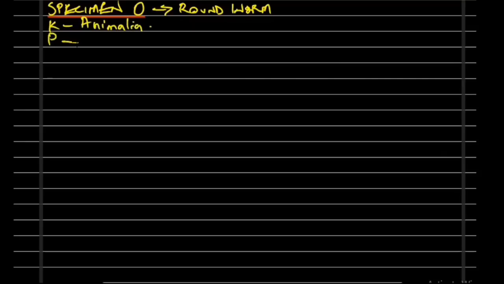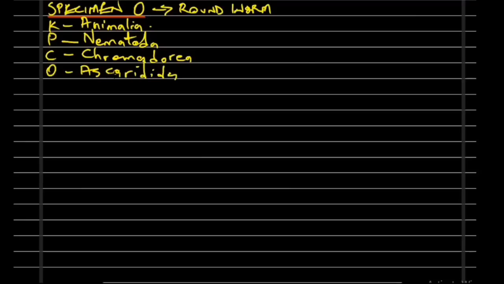Animalia, and then the phylum is Nematoda. It is a nematode, so it is Nematoda. The class now is Chromadorea. We call it the Chromadorea. And then we have the order to be Ascaridida. That is the order.